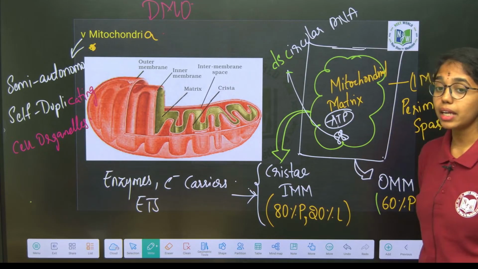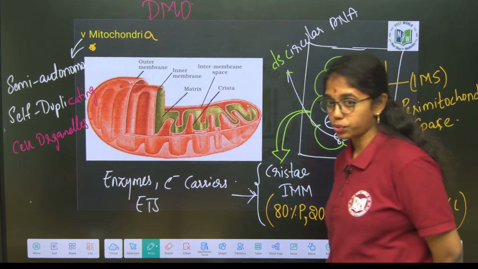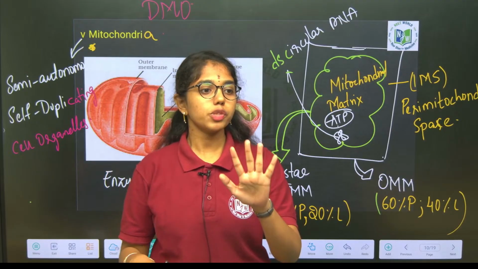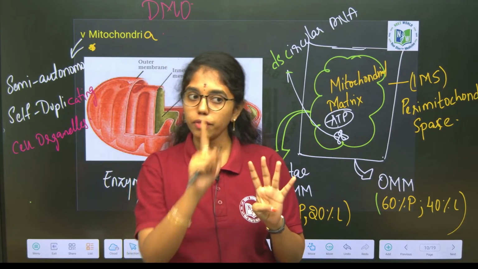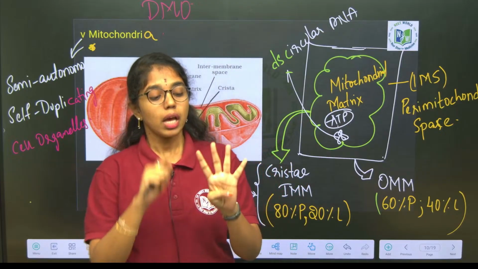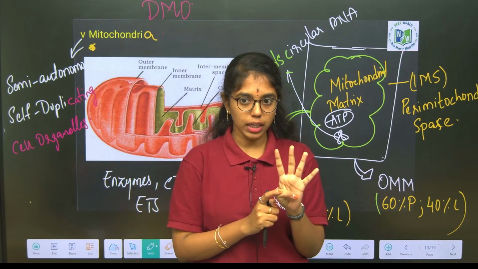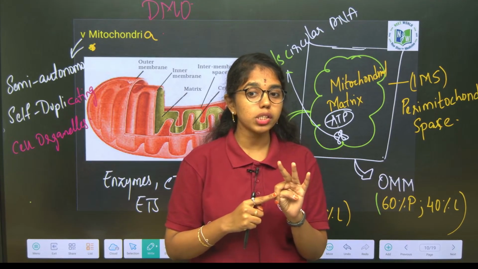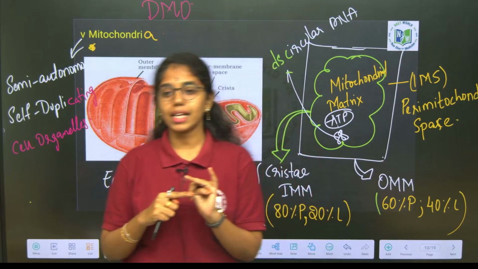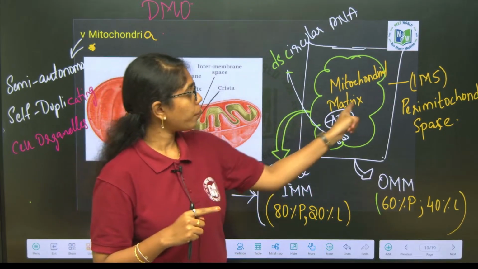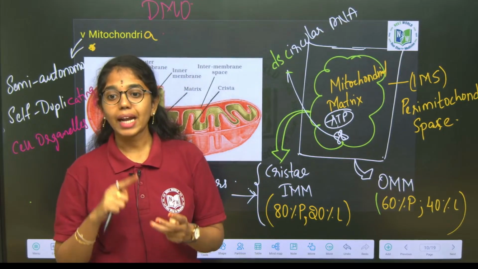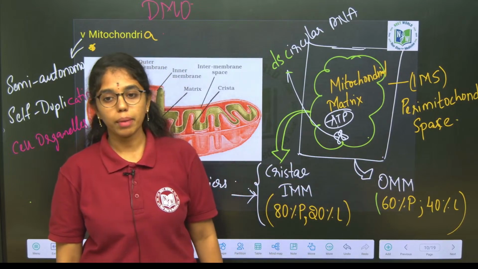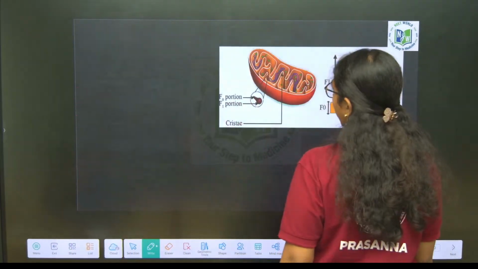You have to be very clear about the steps of aerobic respiration as well, because they will be asking you questions on locations. In aerobic respiration, glycolysis is the common pathway for both aerobic and anaerobic respiration. And in aerobic respiration specifically, the next two steps, that is oxidative decarboxylation and tricarboxylic acid cycle, that is Krebs cycle, both are operated in the mitochondrial matrix. And electron transport system is operated in the inner mitochondrial membrane. So, those two points are important about locations.